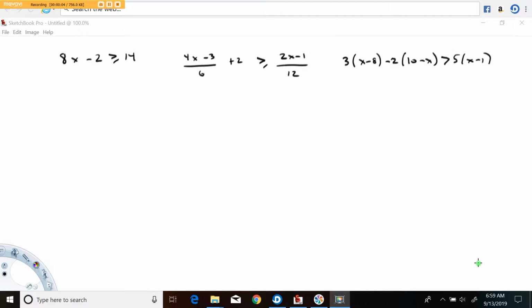Making this video here to provide some examples of algebra with inequality symbols. So we've got these three examples. We're going to start with this one.